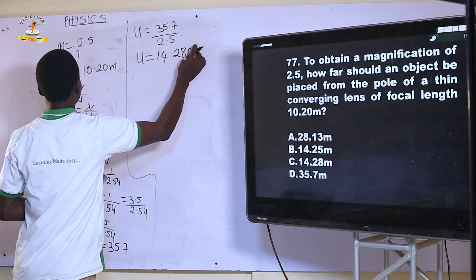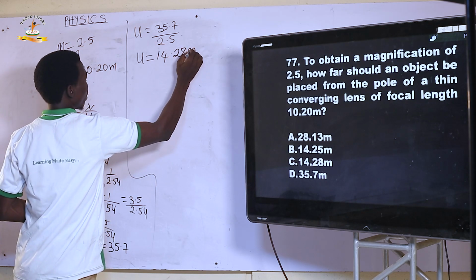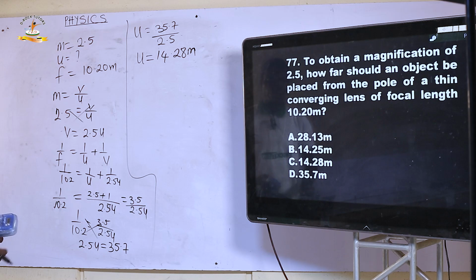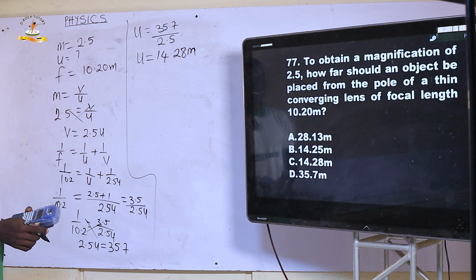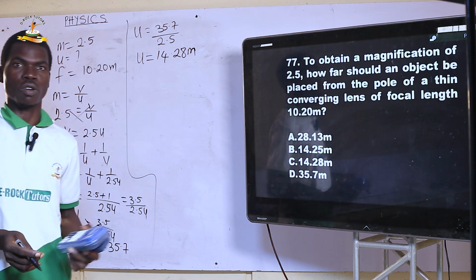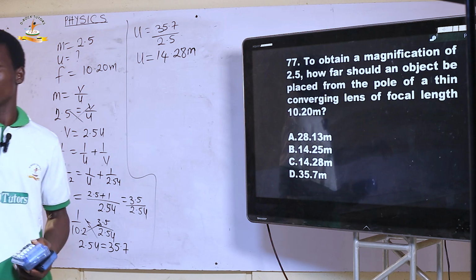and our answer is just 14.28 meters, and that is option C. So option C is the correct option for question 77. Next.